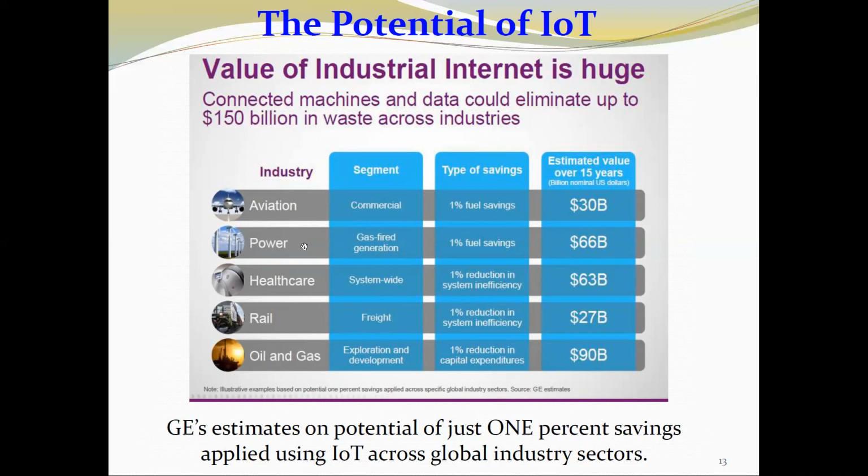तो एविएशन है, पावर है, हेल्थ केयर है, रेलवे है, ऑयल एंड गैस है. So these are the biggest industries, or we can call it the important part in the industrial area that need to be covered first, and in that IoT is going to boost its potential. Whereas coming to the saving point, like if we are talking about aviation, it shows 1% fuel saving. Power, it's also 1%. Healthcare, 1% reduction in system inefficiency, right? So this will create more potential for the industries that are going to use IoT.